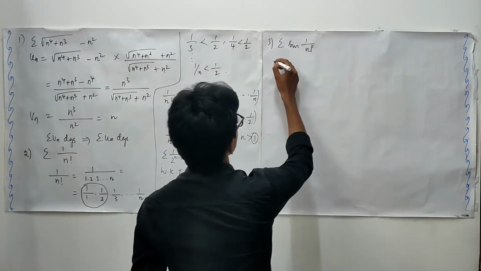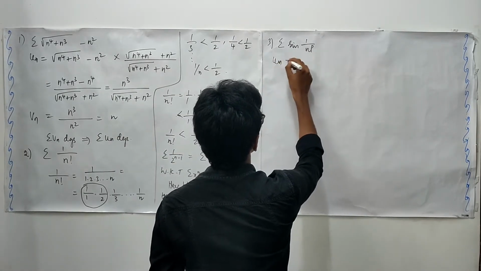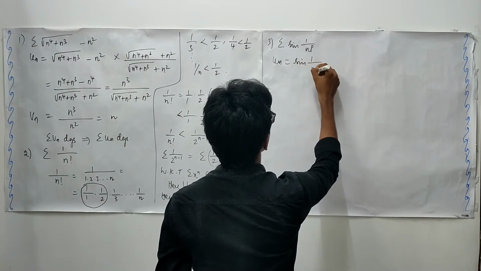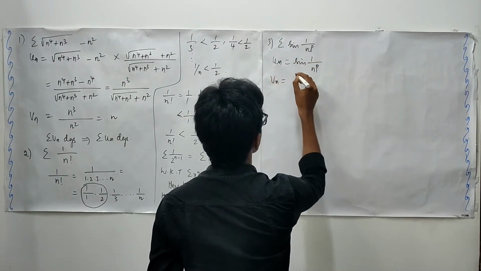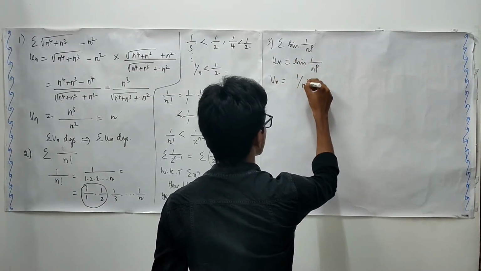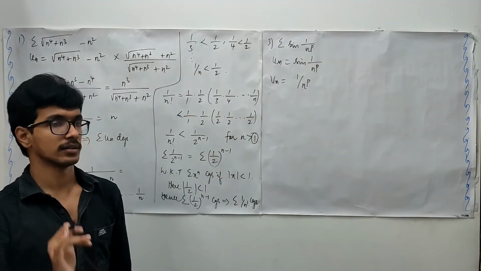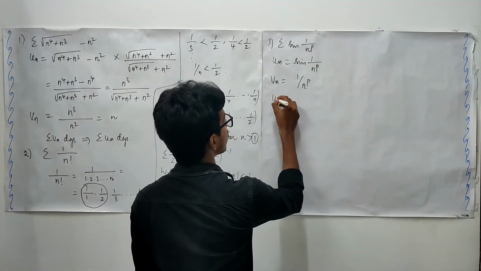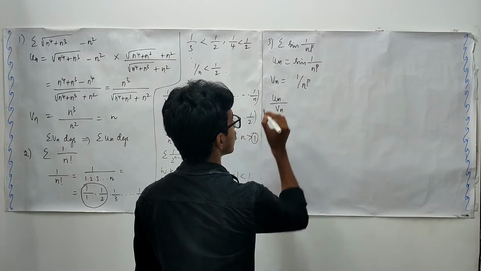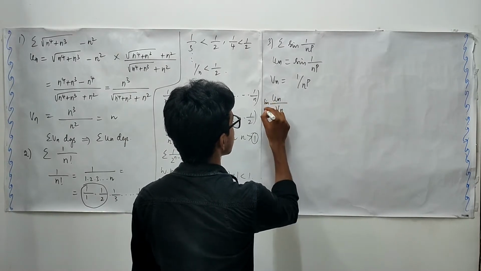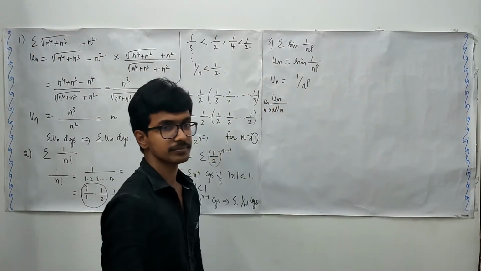Okay, let me choose my un, and let me choose my vn to be simply 1 upon n power p. Will that work or not? Let us see. What is going to be un upon vn as limit n approaches infinity?